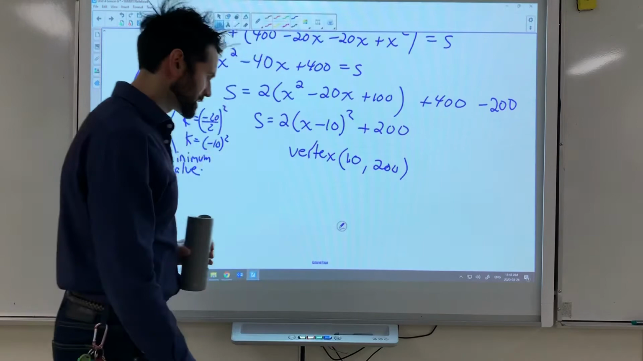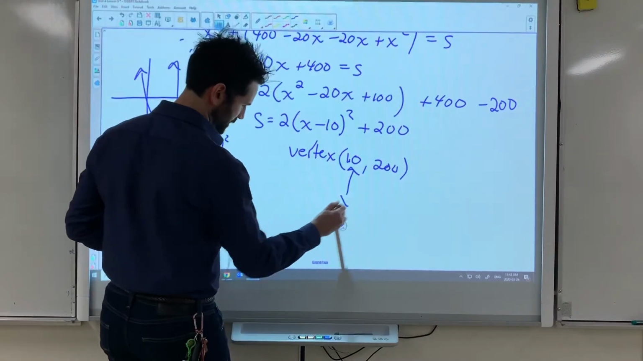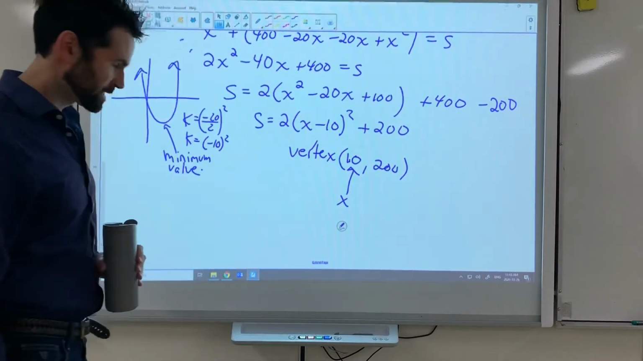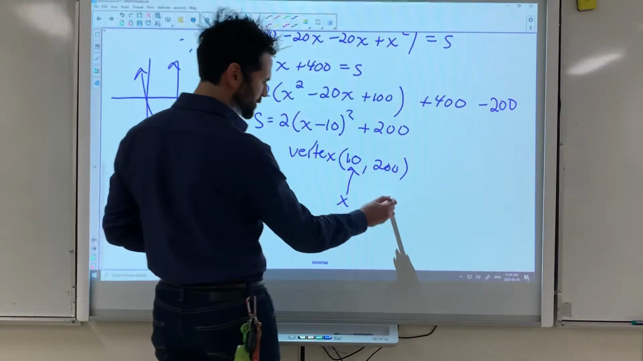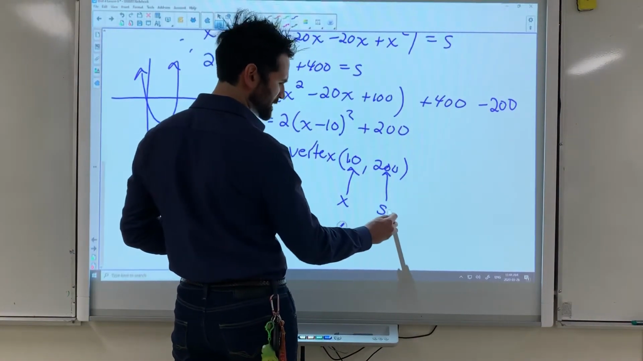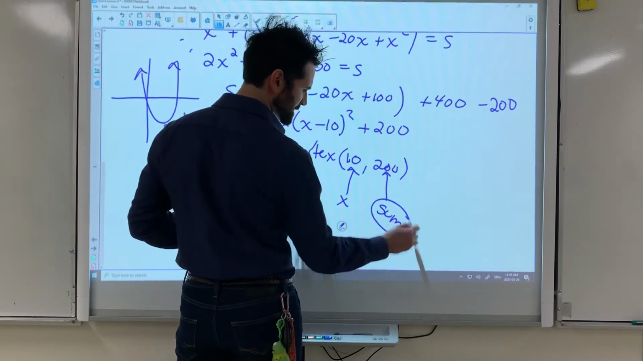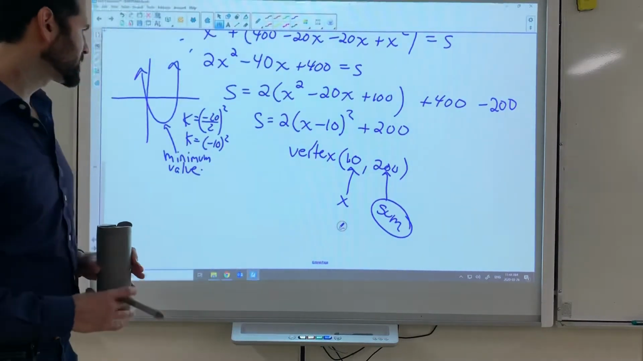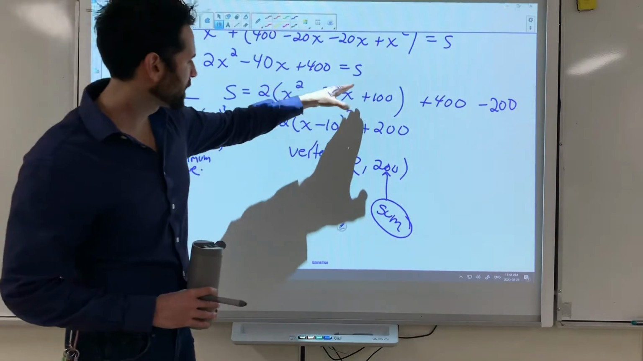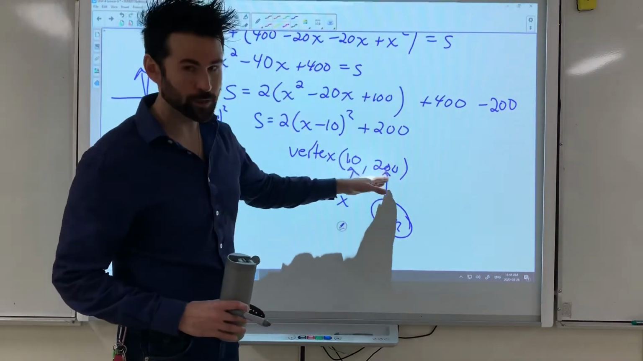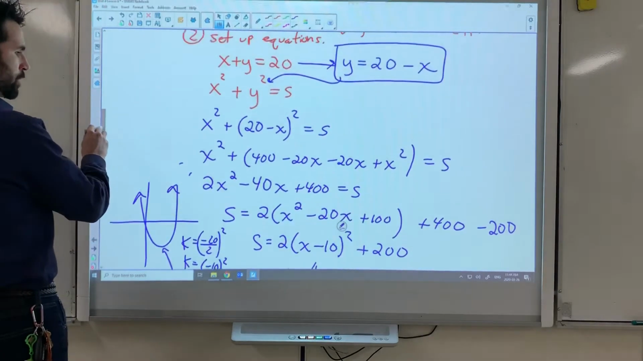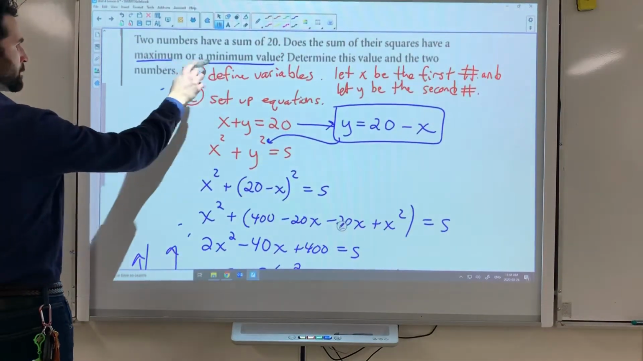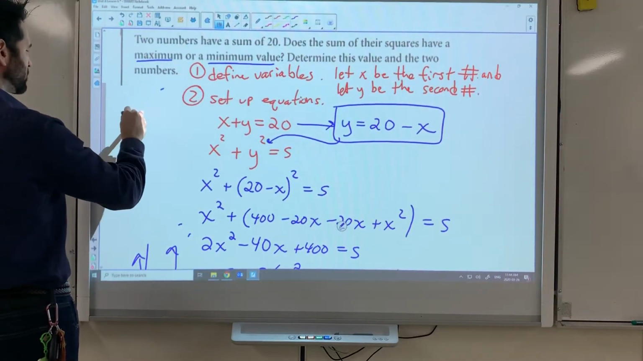Now, which one of these is the numbers? Well, remember, you defined your variables. That's your x value, right? What's this? Some of you might say, well, that's the y value, but remember, this is the sum, right? This is the sum equation, so this is the x value that generates the minimum sum. So the minimum sum right there. So I go back and I can say, okay, is it a maximum or minimum? It's a minimum.